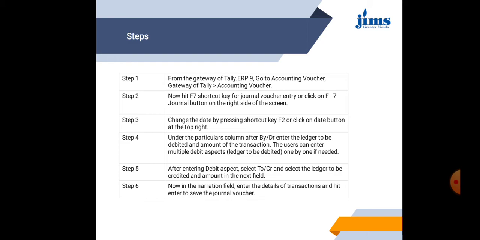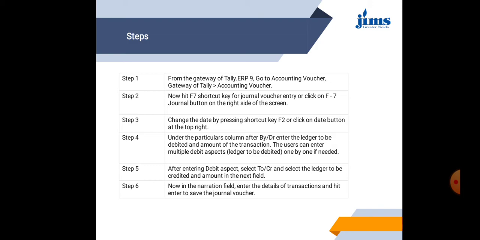Then step 4 is to use the particular column after By or Debit, enter the ledger to be debited and the amount of the transaction, and the user can enter multiple debit ledgers one by one if needed. Step 5, after entering the debit aspect, select To or Credit, and select the ledger to be credited and the amount in the next field.